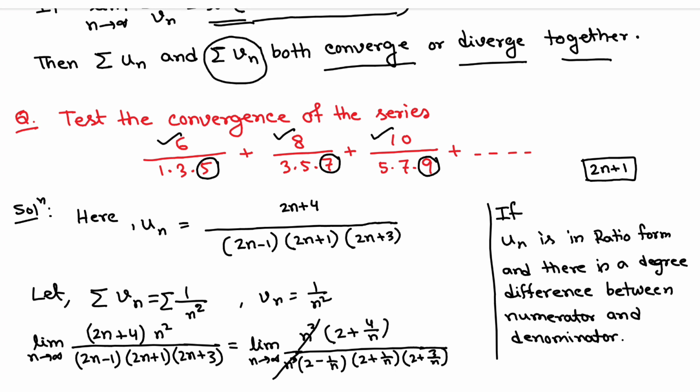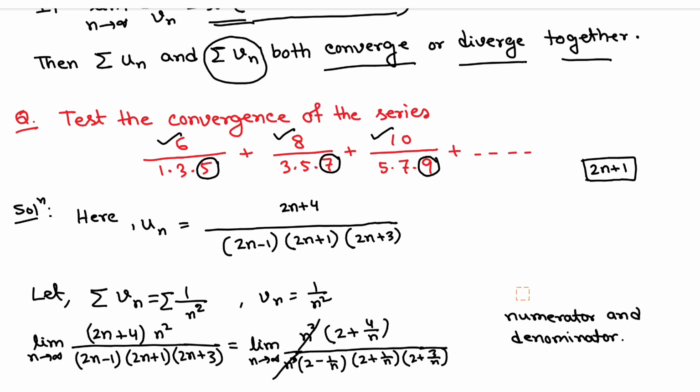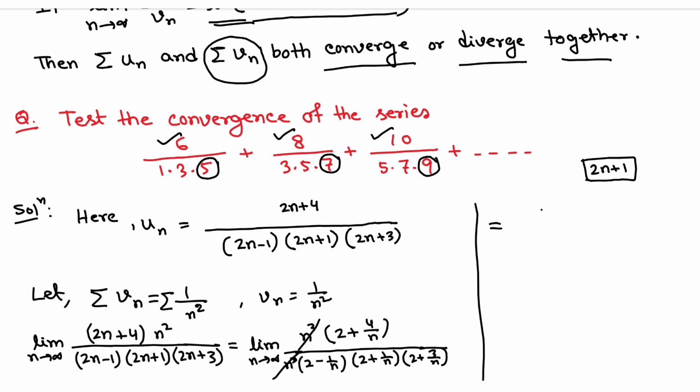Now limit n tends to infinity. Okay, if limit n tends to infinity, then 1 by n will be 0. So this is equal to, when limit n tends to infinity, 2 plus 0 divided by 2 minus 0 into 2 plus 0 into 2 plus 0. Clear? That means we are getting 2 by 8, and this is equal to 1 by 4.